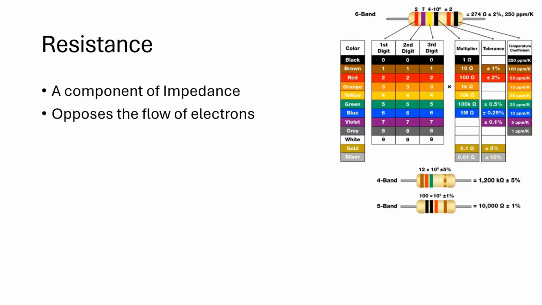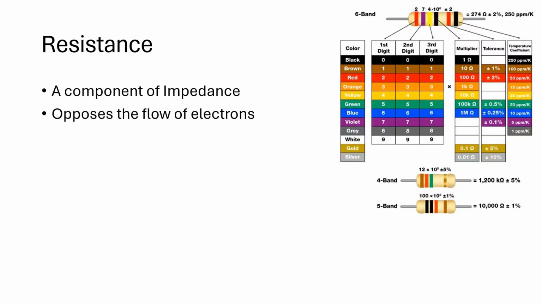Now we have resistance. Resistance is a component of impedance. Impedance is really just things that can affect your charge carriers. It can affect your voltage, your current, a whole bunch of things. And there's three main components that can affect that. You have resistors, which are shown there on the right. You have capacitors and inductors, and I'll talk about those in another video.